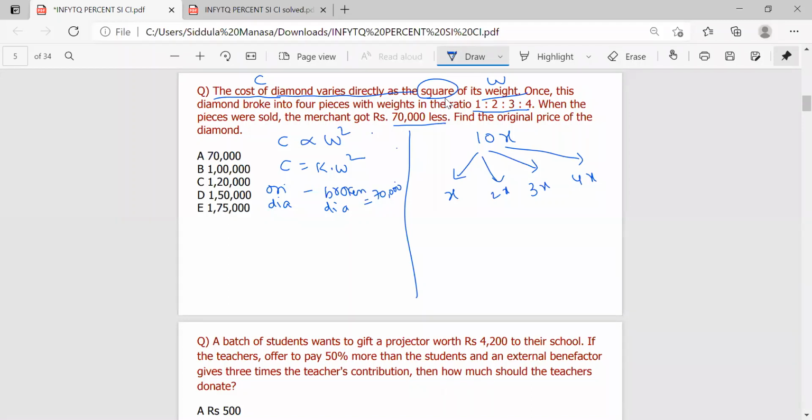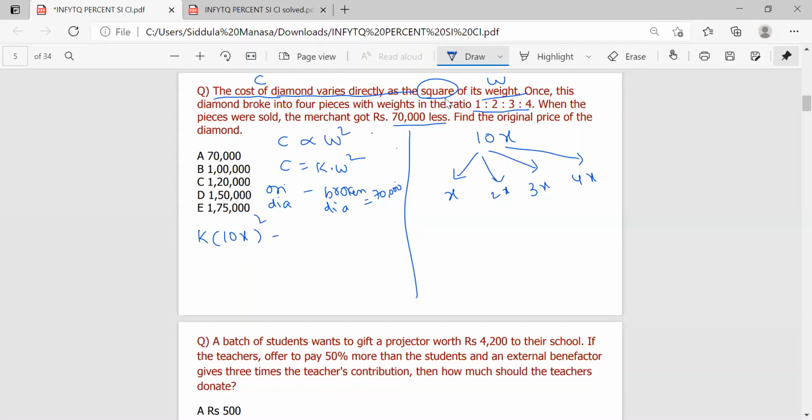Now original diamond, how many parts are there? Weight, total weight is what? 10x. But we know that the cost of the original diamond will be what? K times W square. So K will be constant K. Now in the place of W, what can I replace? Original diamond, the total weight is what? 10x. So K times 10x whole square minus.